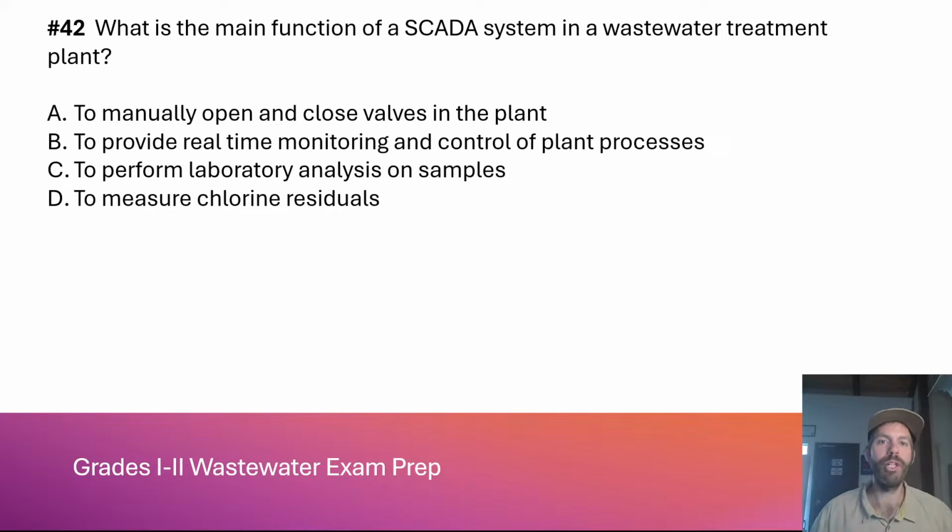What is the main function of a SCADA system in a wastewater treatment plant? A, to manually open and close valves in the plant. B, to provide real-time monitoring and control of plant processes. C, to perform laboratory analysis on samples. D, to measure chlorine residuals. Let you think about that for a sec while I drink some water.